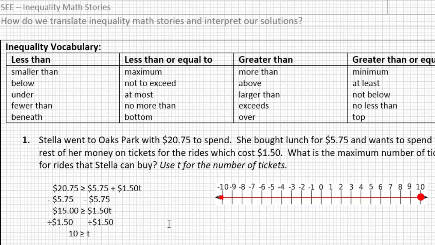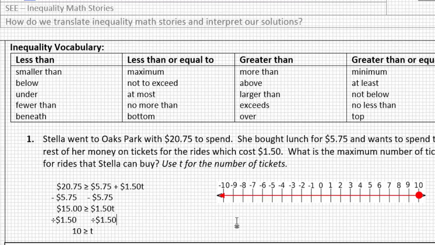Now we could talk about this and say, well, really this arrow should stop, right? Because there's no way that she's going to buy -3 tickets. So really we could stop at 0 and write a more complete inequality statement than this. But based on the work that we solved here and our inequality that t is less than or equal to 10, then this is how it would look on our number line. Let's go ahead and look at the next problem.